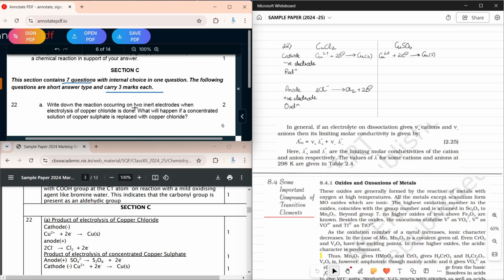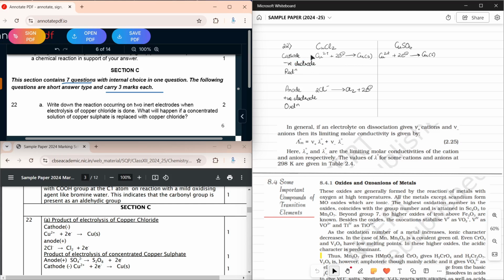Write down the reaction occurring on 2 inert electrodes when electrolysis of copper chloride is done. What will happen if a concentrated solution of copper sulfate is replaced with copper chloride? So from what the solution looks like in the marking scheme, it seems like all they care about is the product of electrolysis when you have copper chloride and the product of electrolysis of copper sulfate. The thing is, for copper chloride, whatever they've given over here is absolutely right. That's exactly what we expect.